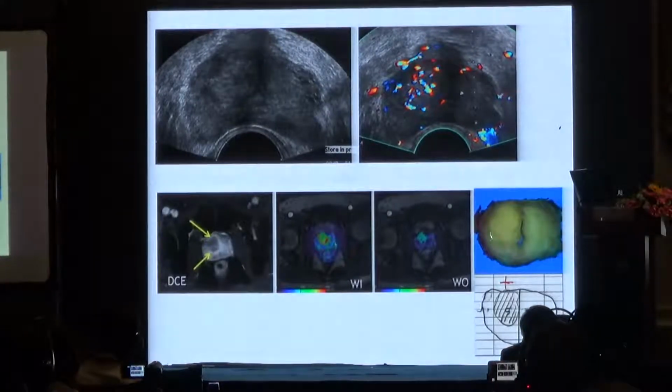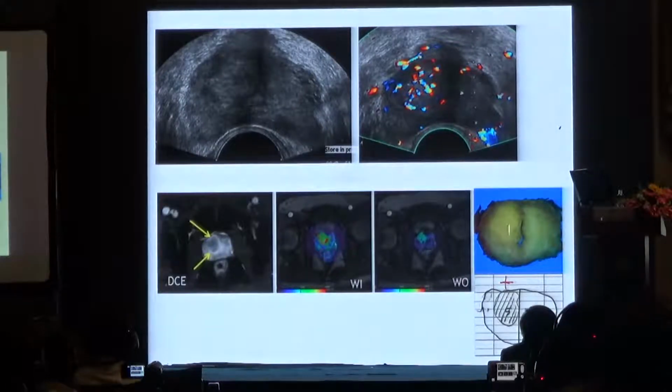This is the pathologic gross specimen and this is the map. This Doppler finding is well correlated with this finding.